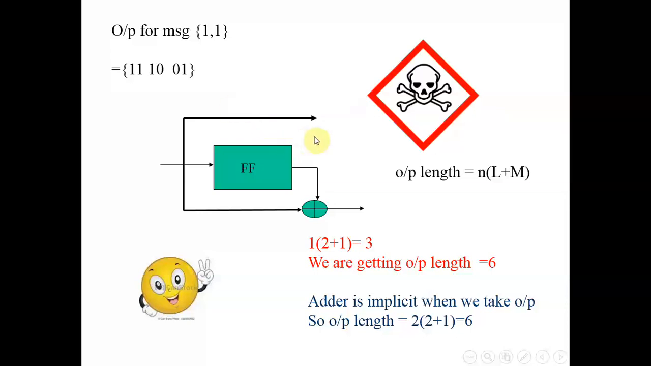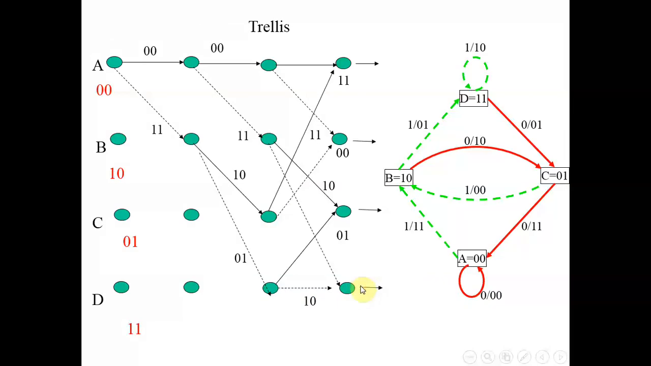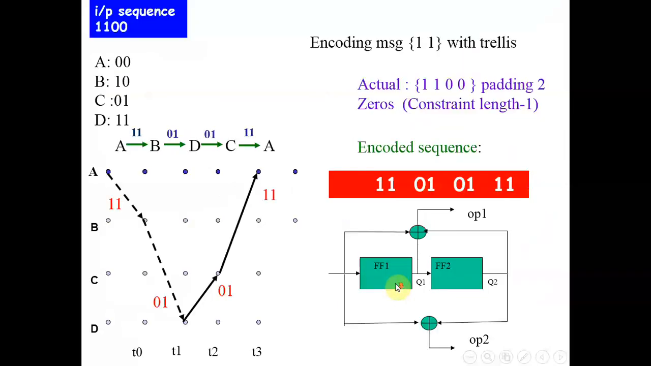So in simple words, number of outputs you can take as number of adders, right? So if we assume how many outputs we have, 2 outputs, so this equation is 2 into 2 plus 1, which is 6, which will match with our output, right? So this was a tricky part, so I have explained this using the concept of implicit adder. So let's move ahead. Now we are going to take one more example.